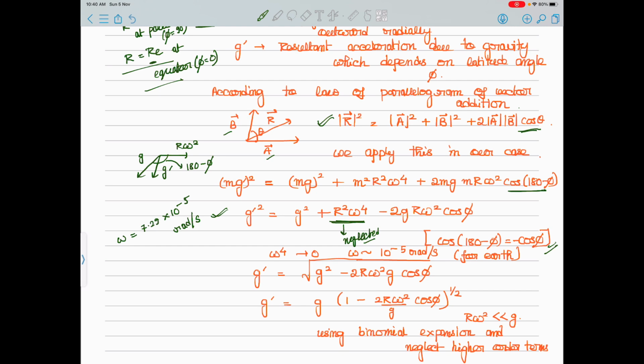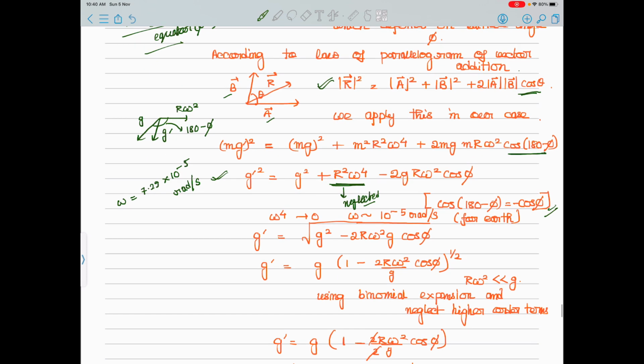Therefore, what I am left with is that g dash is the square root of, because it was g dash square, g square minus 2r omega square g cos phi. Now let us do one thing. I take this g common. So this becomes g times 1 minus 2r omega square by g cos phi, to the power half. This can be done easily.